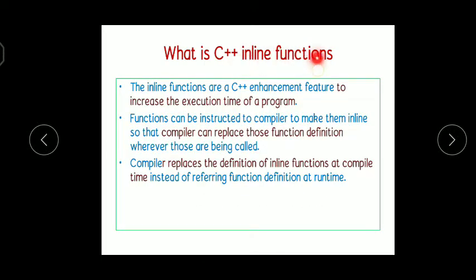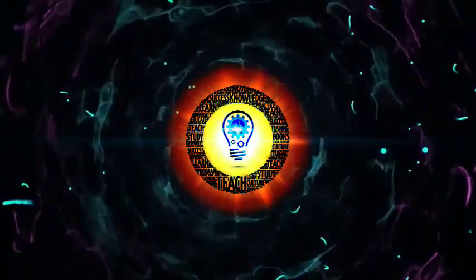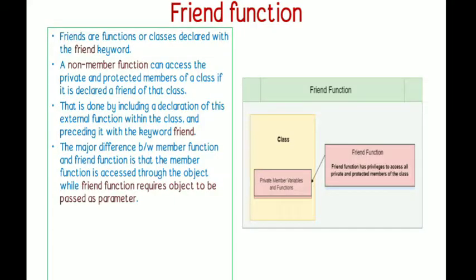In the first segment, we have seen about inline function. Now we are going to see about friend function. So friend function is another feature of C++. This function has a keyword friend. So if a function is defined with the keyword friend, we can call it as a friend function.